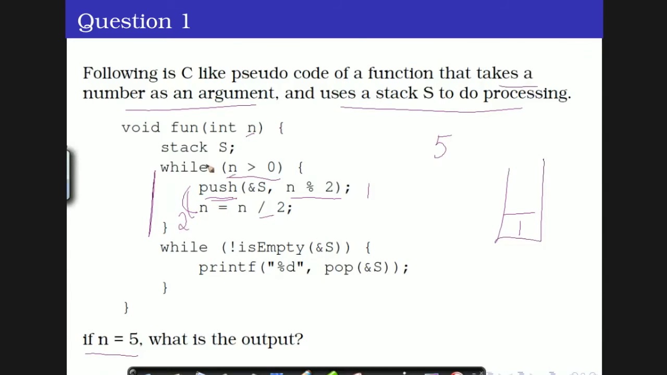What happens? The loop repeats. 2 is greater than 0? Yes, so it enters. 2 divided by 2 and the remainder is 0. So 0 is pushed into the stack, and then 2 is divided by 2 and the quotient is 1. So n value is changed to 1. Now 1 greater than 0? Yes, so it enters. Now 1 divided by 2 and the remainder is 1. So what happens? 1 is being pushed into the stack.